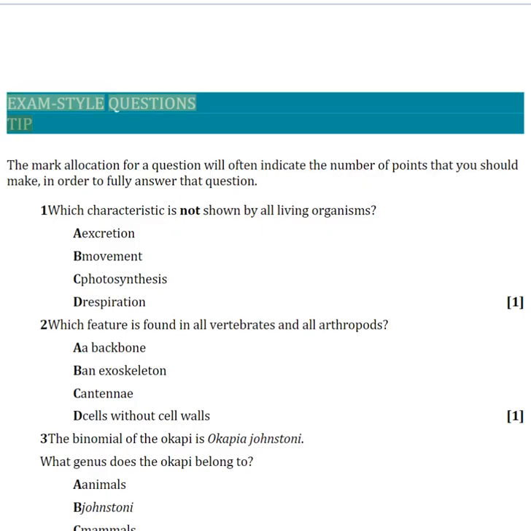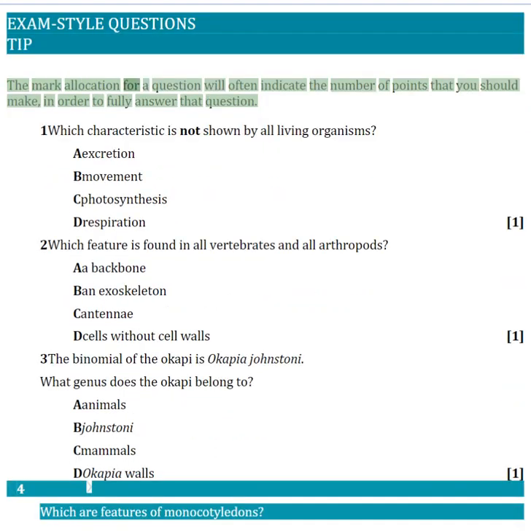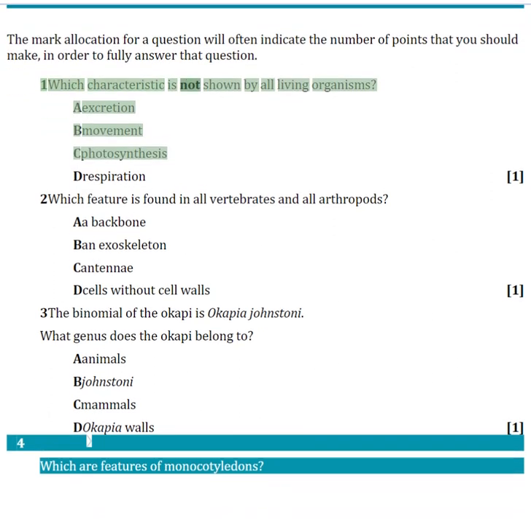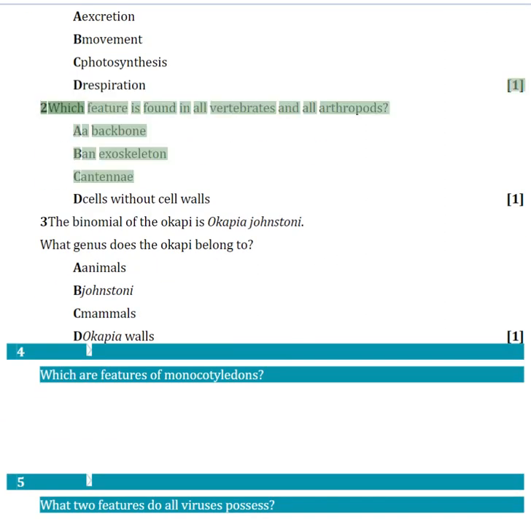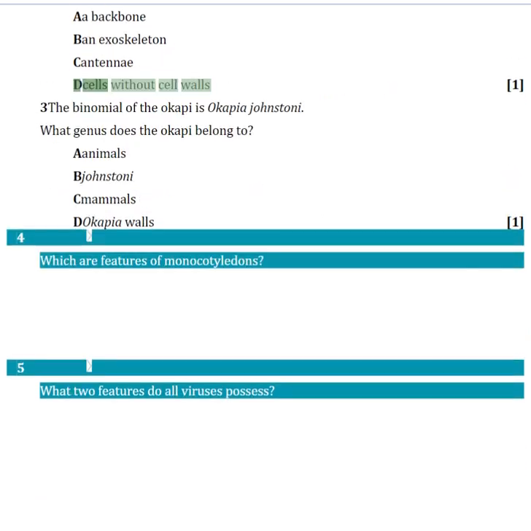Exam-style questions tip: The mark allocation for a question will often indicate the number of points that you should make in order to fully answer that question. 1. Which characteristic is not shown by all living organisms? A. Excretion, B. Movement, C. Photosynthesis, D. Respiration. 2. Which feature is found in all vertebrates and all arthropods? A. Backbone, B. Exoskeleton, C. Antennae, D. Cells without cell walls.